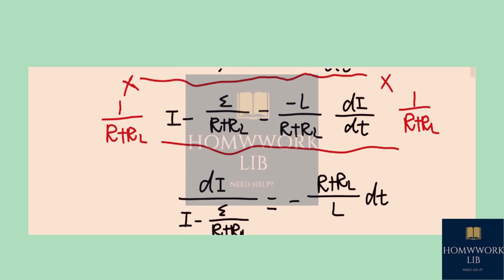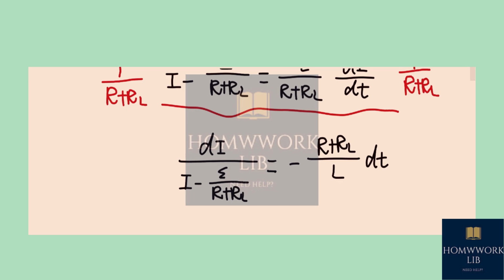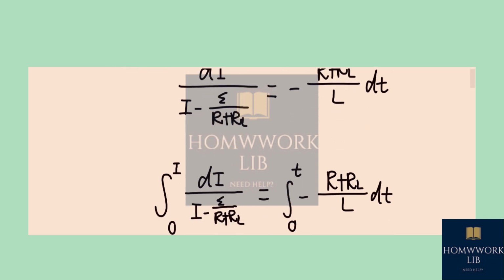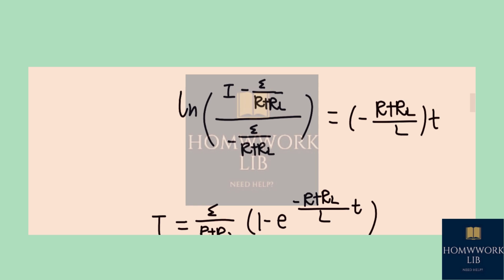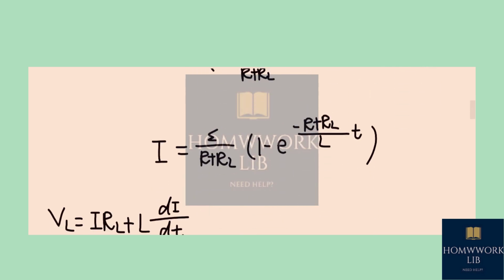Okay, so eventually we'll have di over (I minus EMF over R plus RL) is equal to negative (R plus RL) over L times dt. So therefore, we can put the integral here. Okay. So eventually, we'll have I is equal to epsilon over (R plus RL) times (1 minus e to the power of negative (R plus RL) over L times t). I need to put a parenthesis here.